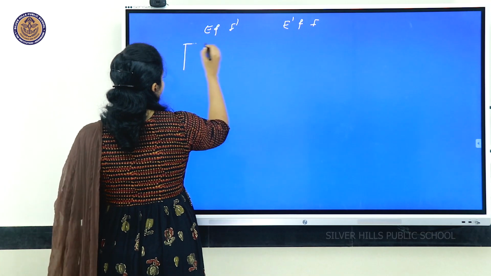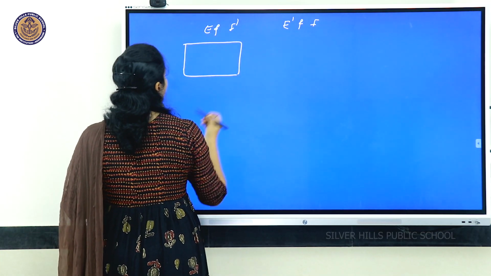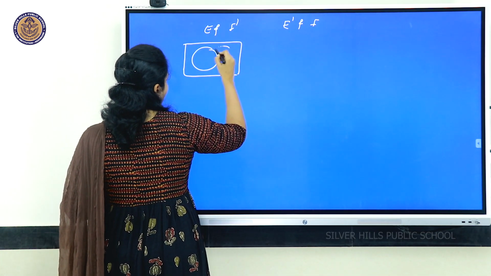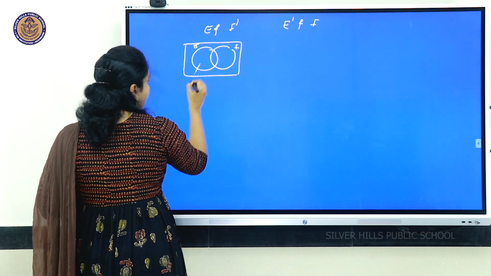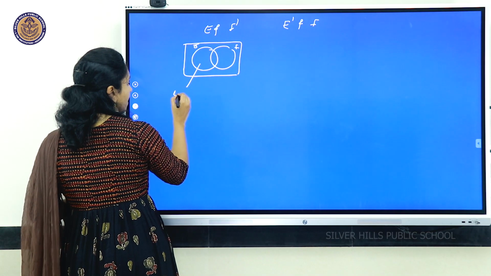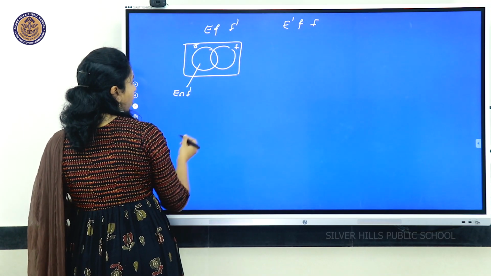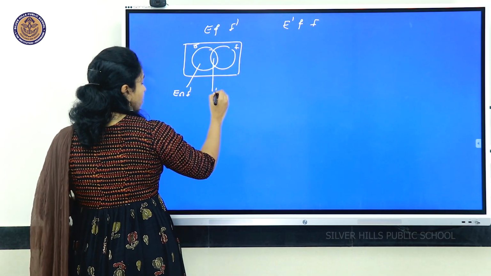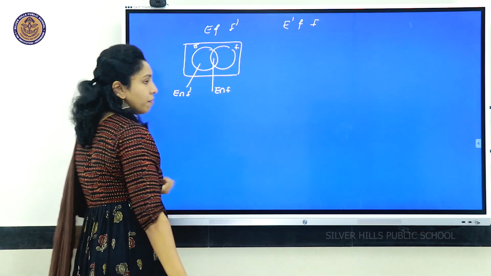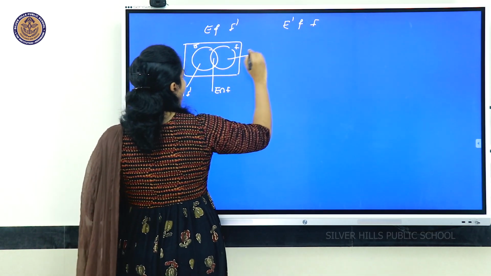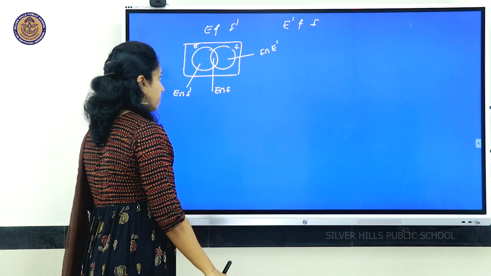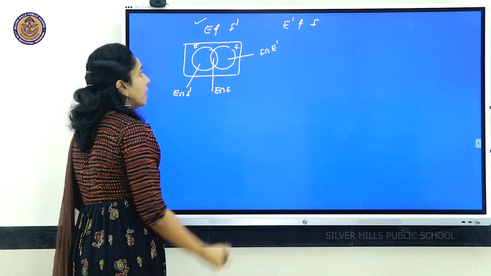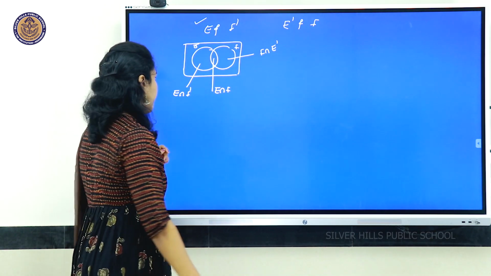For this I will just take the help of a Venn diagram. I have events E and F. So what is the name of this region alone? It is E intersection F complement. This region is called E intersection F, and this one is called F intersection E complement. Okay, so I am just going to prove E and F complement are independent.